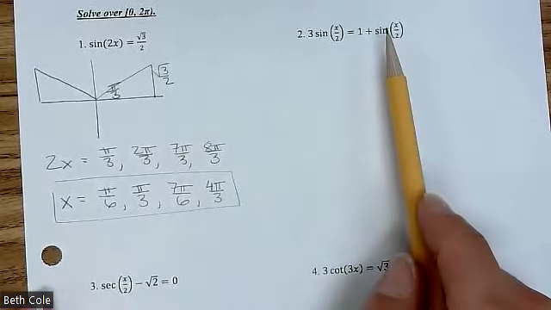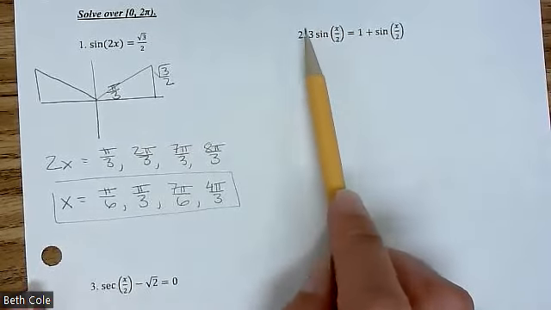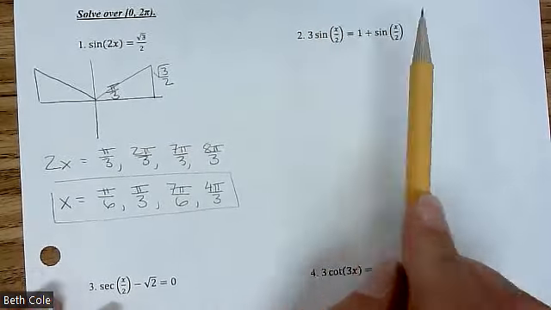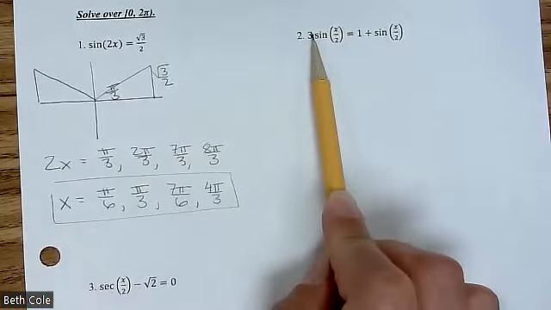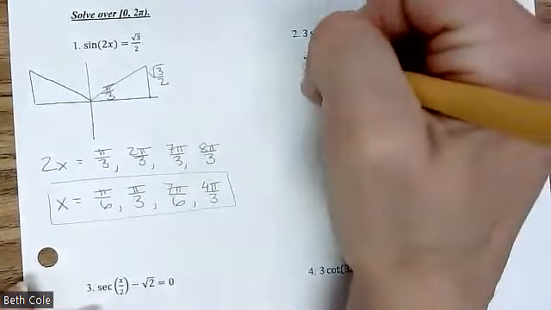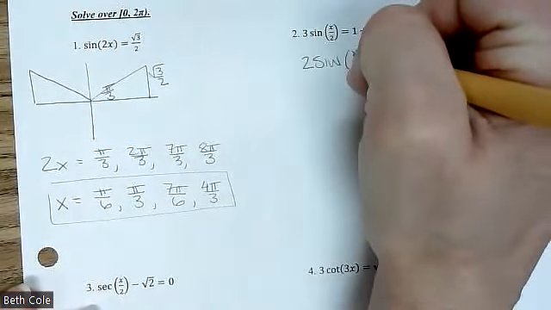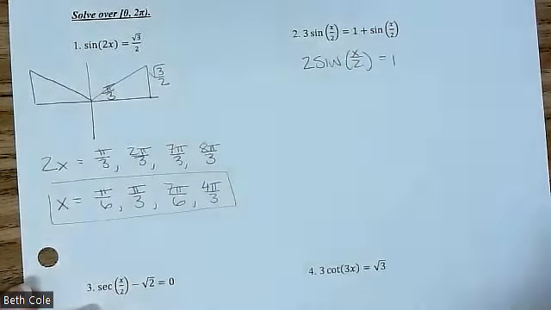All right. So for this one, you have to get the signs together. So you have 3 sine of whatever, and you would subtract 1 sine of whatever. So that would give you 2 sine of whatever, in this case, x over 2.